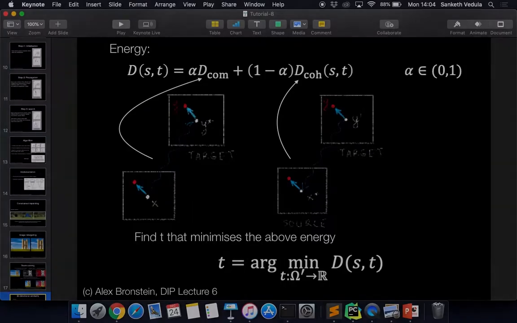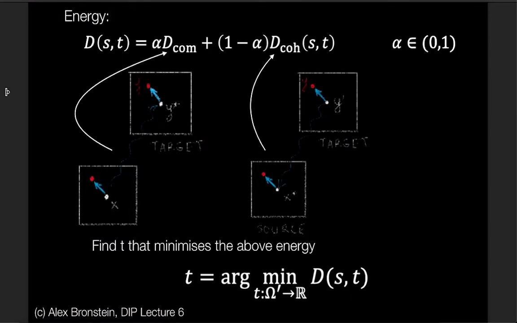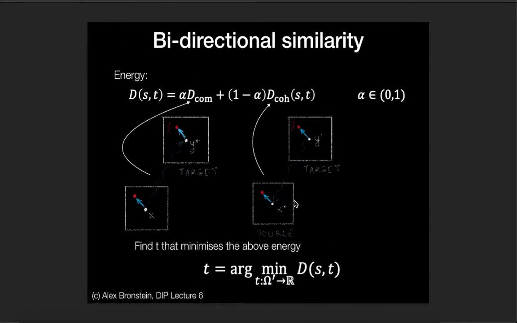So another method which Alex taught in this class is bidirectional similarity. You want to minimize an energy as follows. Basically, you have an energy of completeness and an energy of coherence. What completeness means is, as shown in this image, I don't know if you can see the arrow properly, this arrow points from source to target. X is the source, and Y is the target. And the arrow here points from target to source, right?